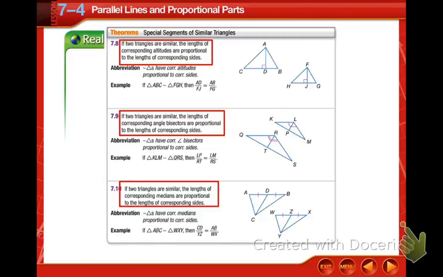Alright, so now if two triangles are similar, the lengths of corresponding altitudes are proportional to the lengths of corresponding sides. Now, the rest of these definitions are all saying the exact same thing. The only thing that changes is the word altitudes. So from altitudes it goes to angle bisectors, and then angle bisectors goes to medians. But regardless, whatever the special segment is, they are all going to be proportional to the lengths of the corresponding sides.